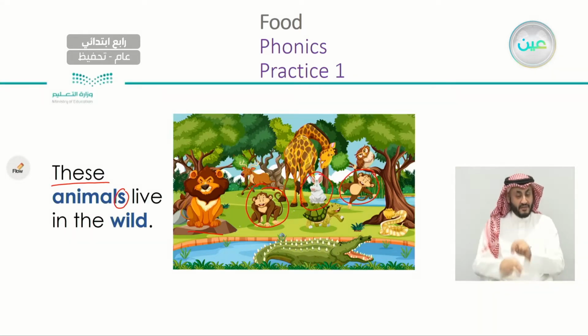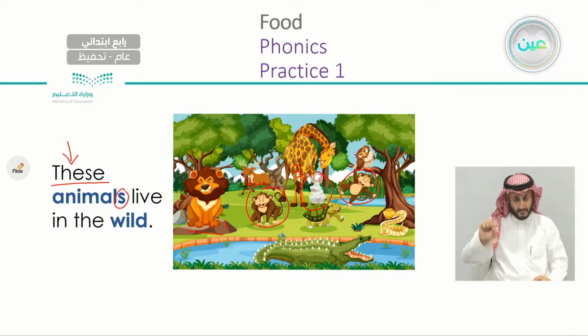Now let me ask you, why did I use the word these? Let's look at the sentence again. We used the word these because we have 1 animal? No, we have many animals. We have 1, 2, 3. We have more than 1 animal, so we say these animals.